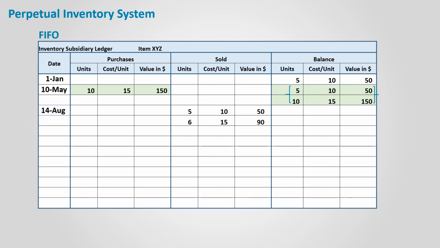This is recorded under the sold section. Notice that we are using FIFO. We are going to assume that the 5 units from the first layer, which is the beginning inventory, are sold first, followed by another 6 units from the second layer, a total of $140. This leaves 4 units in the balance. Since they are from the first purchase, or the second layer, the cost of each is equal to $15 and their total cost is calculated by multiplying 4 units by $15, which equals $60.